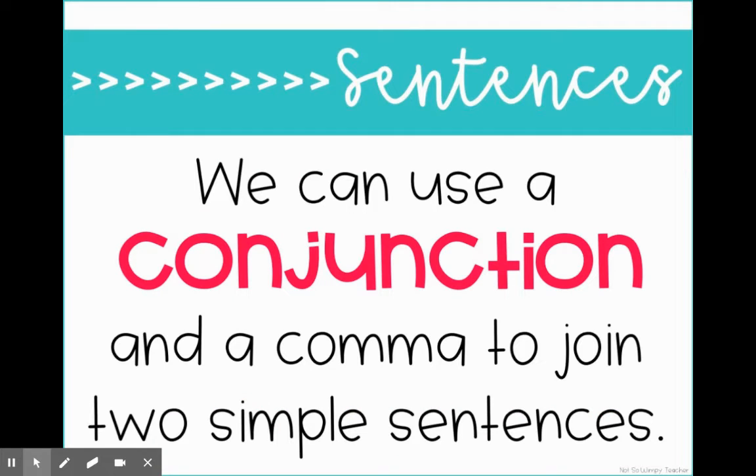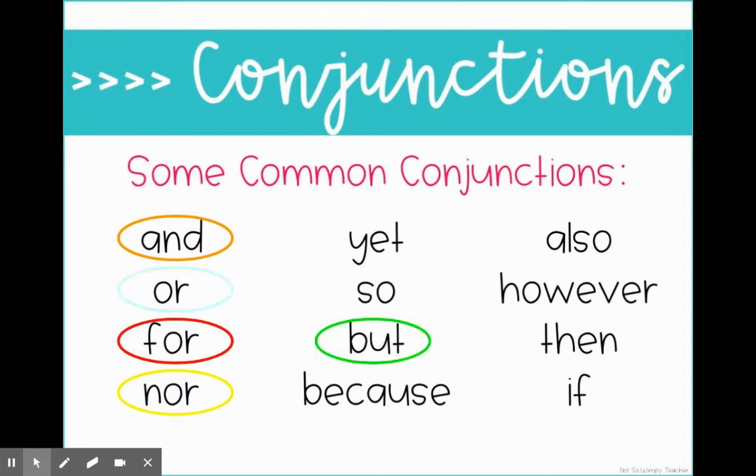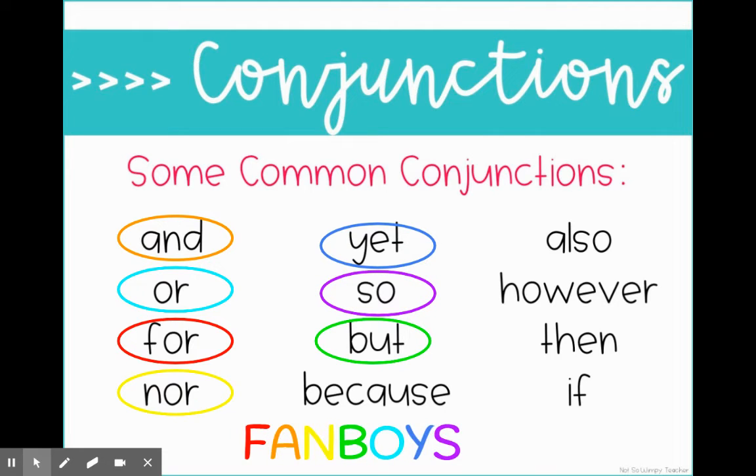We can use a conjunction and a comma to join two simple sentences, and this will form a compound sentence. So here are some common conjunctions that you may see in reading or use in your writing. The ones we are going to be focusing on today are for, and, nor, but, or, yet, so, and we'll use the acronym FANBOYS to help us remember that.